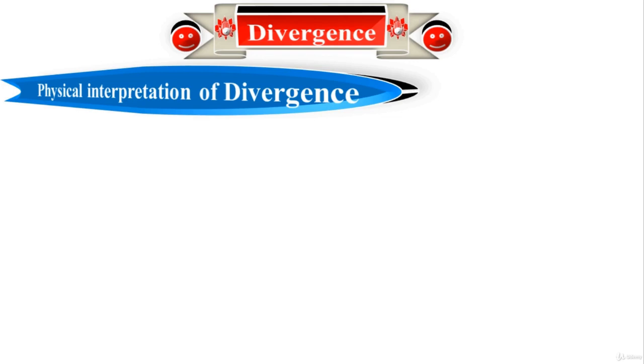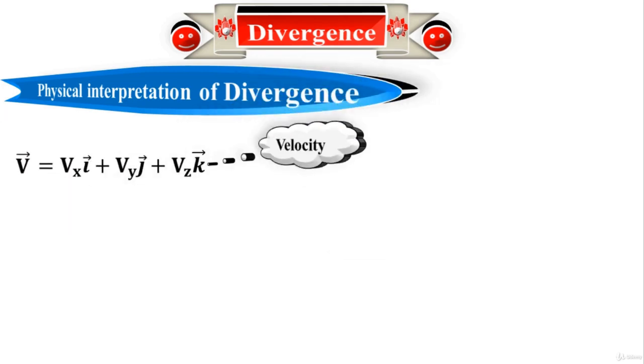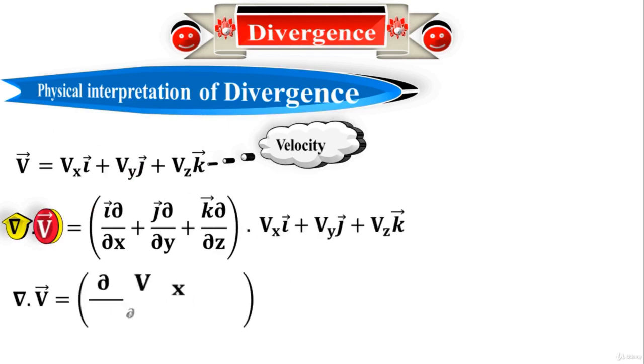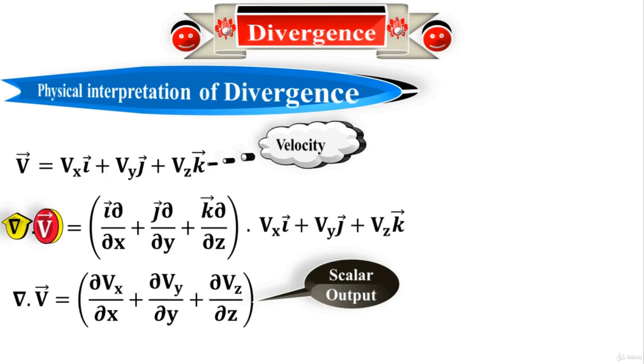For instance, let's suppose that vector v is a velocity. It is an equation which shows a velocity, and when I take its dot product with the del, it equals partial v sub x over partial x plus partial v sub y over partial y plus partial v sub z over partial z, which is a scalar output. Let me show you an example.